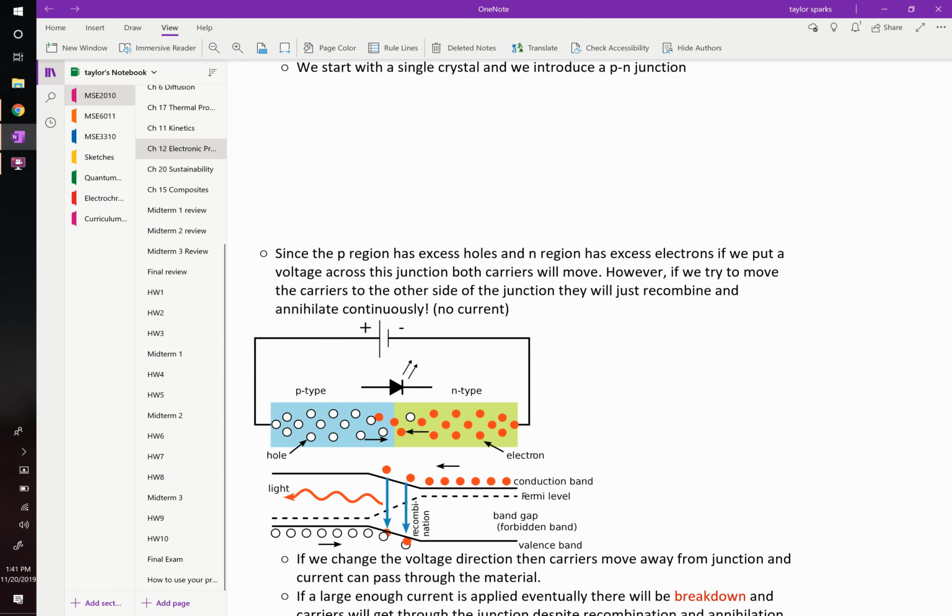A p-n junction. Yeah? Why don't the holes ever get filled up? Is there something creating more holes as it goes? Or why don't they get filled up?